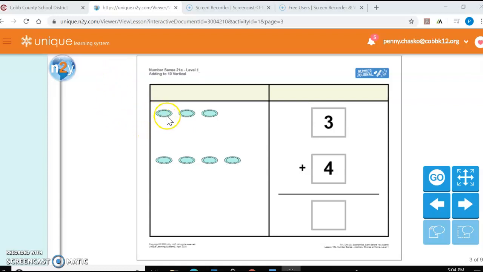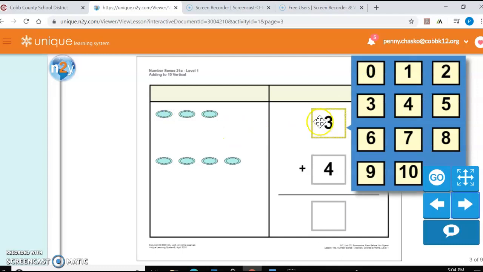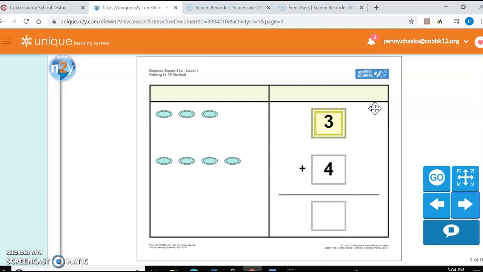Okay, so we're going to do 1, 2, 3. We're going to find the number 3. So 0, 1, 2, 3. This number's the same. And we have the ding. Okay, so we have 3 plates. So we have some plates.